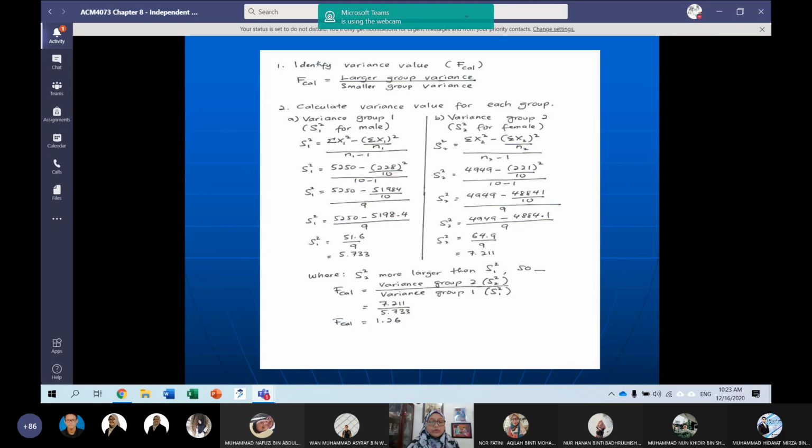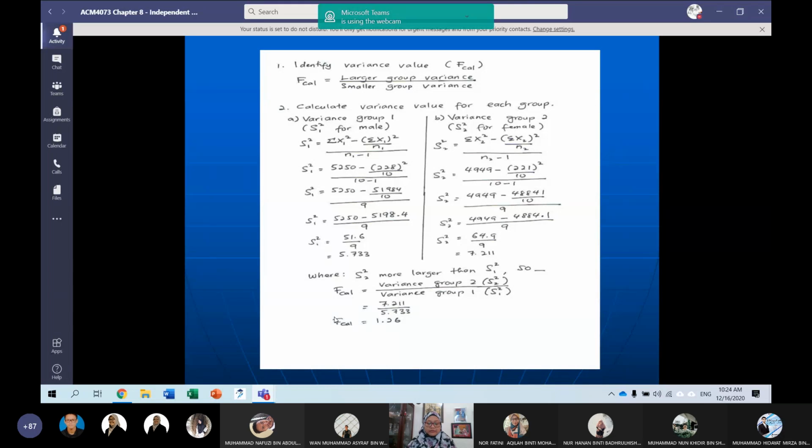51.6 divided by 9 is 5.73. You do the same thing for female, then you get 7.211. Here S2 squared, the female variance, is larger than S1 squared, the male variance. So what do we do? We have to divide by the larger group variance. This is for F-cal, for F calculation.